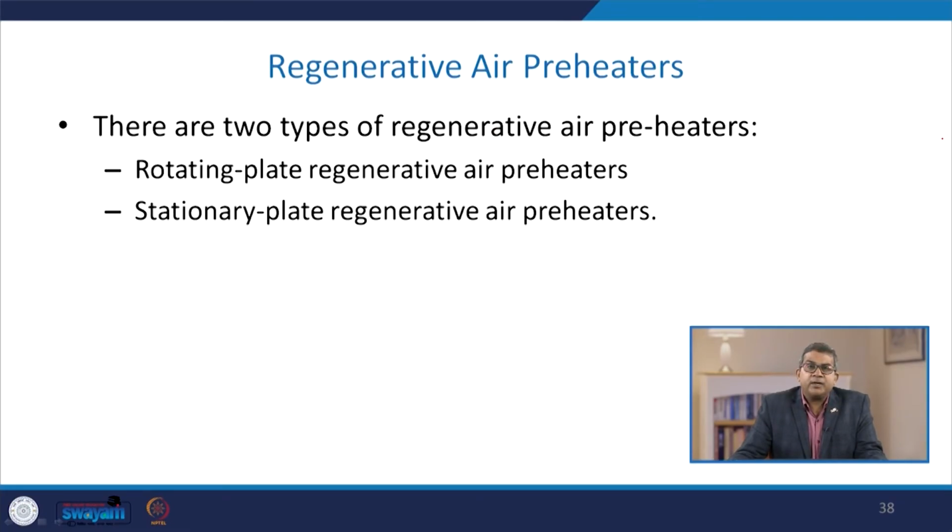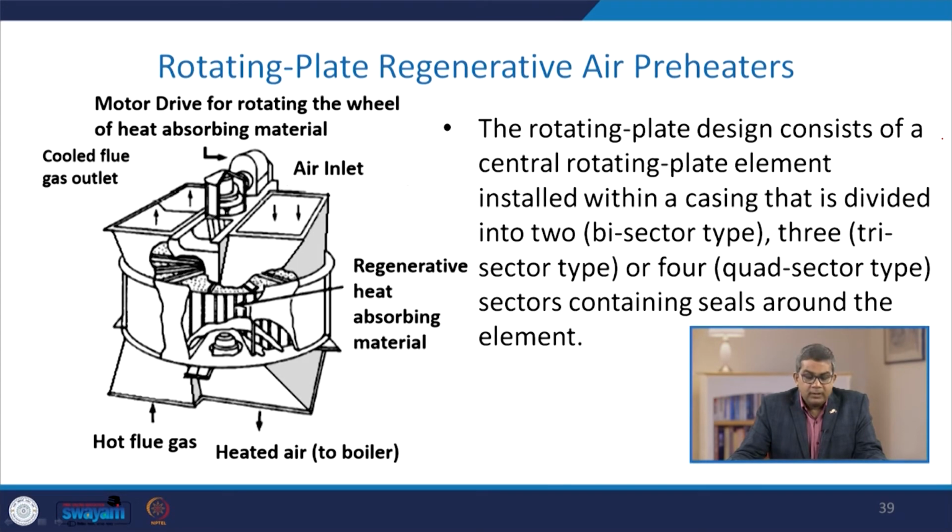The regenerative type of air preheaters. Usually there are two types of regenerative air preheaters. One is the rotating plate regenerative air preheater, and the second one is the stationary plate regenerative air preheater. Now, let us talk about the rotating plate regenerative air preheaters. This rotating plate design consists of a central rotating plate element installed within a casing that is divided into two, the bisector type, or three, the trisector type, or four, the quad sector type, sectors containing the seals around the element.